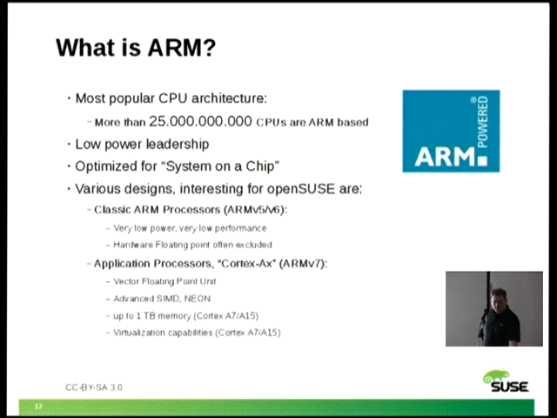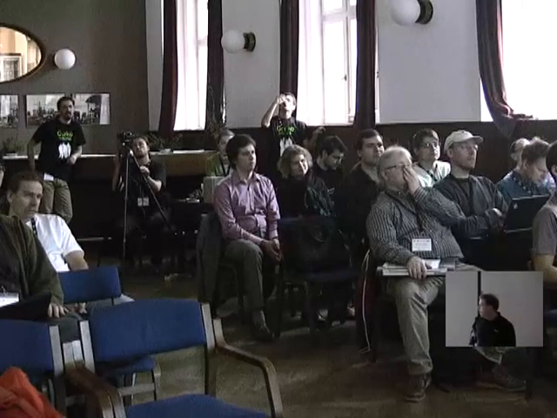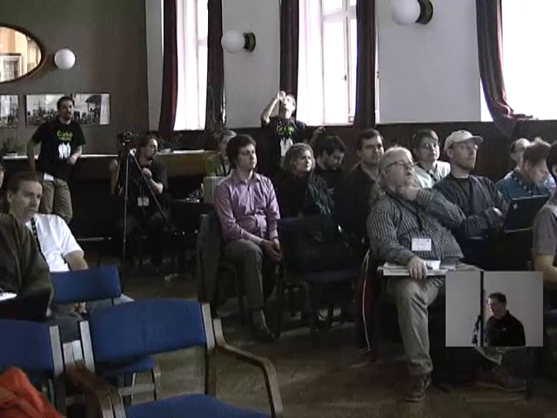The architectures are optimized for system on a chip, which means you have only one silicon which contains all the I/O stuff, everything you need to run a full computer. They offer various designs. The most interesting ones for OpenSUSE are basically the classic ARM processor designs. That's ARM version 5 or ARM version 6, like the Raspberry Pi, for example. It is very low power, very low performance, and it often doesn't have any hardware floating point support, so you have some hurdles to take.